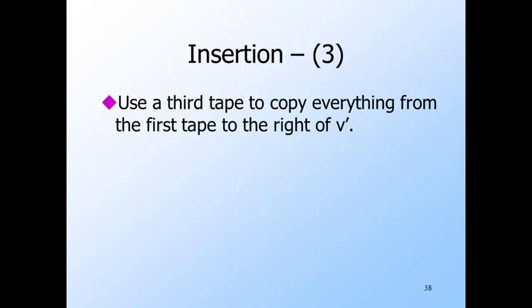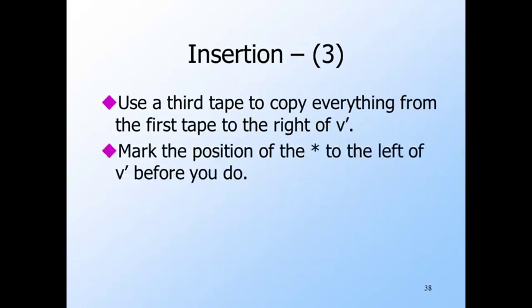Here's how we'll do it. We use a third tape and we copy the entire portion of the first tape that is added to the right of v prime. But make sure to mark the position on the first tape that holds the star to the left of the v prime. Remember, this tape has a second track for marks.